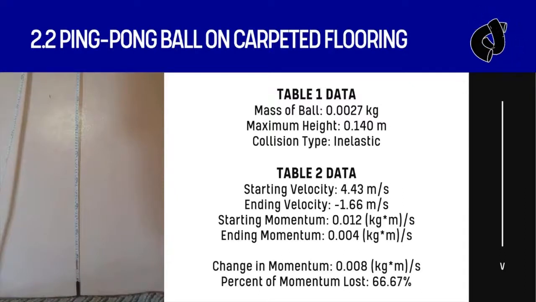And for the case number 2.2, these are all the data assessed. Table 1 data of the case included the following. 0.0027 kilograms of mass with a maximum height of 0.140 meters that results of an inelastic collision type. The second table shows the following results. It has starting velocity 4.43 meters per second and came up with an ending velocity of negative 1.66 meters per second.